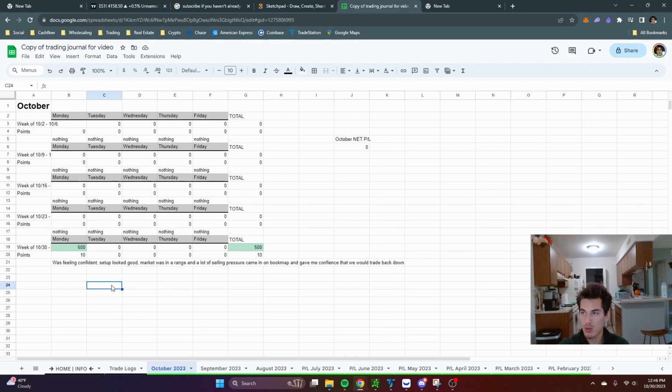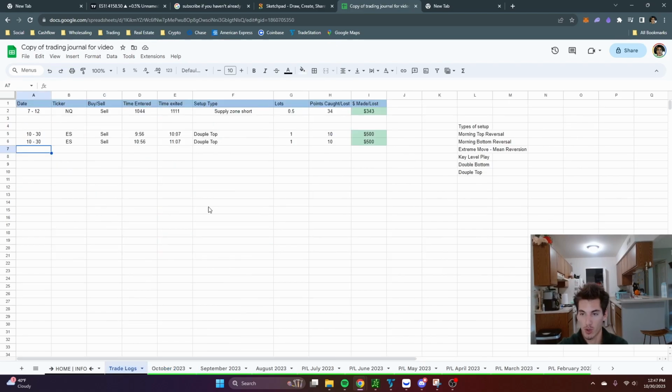This is what I use. I know there are online ones. I don't really care about those too much. They're basically the exact same as this, maybe with just a little bit more stats, but it's really easy to spot certain stats here or on the trade logs. And yeah, guys, this is basically it. That's how you fill out my trading journal.